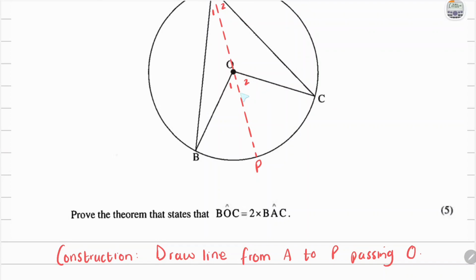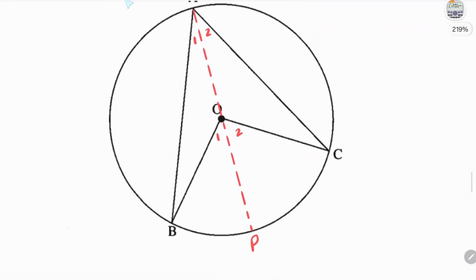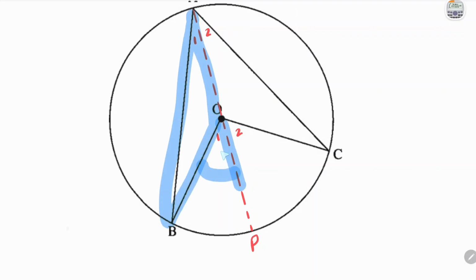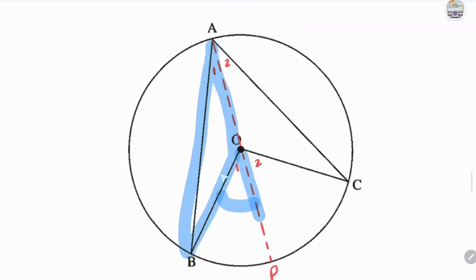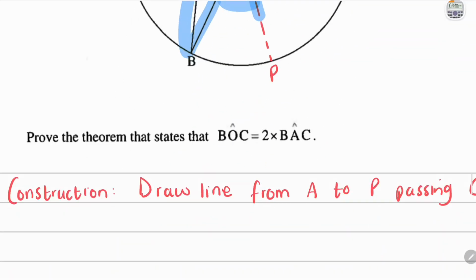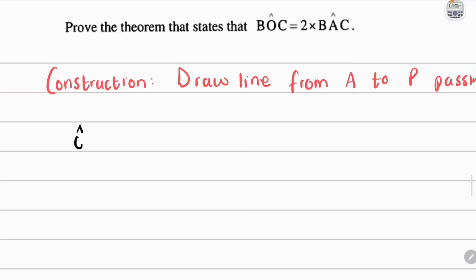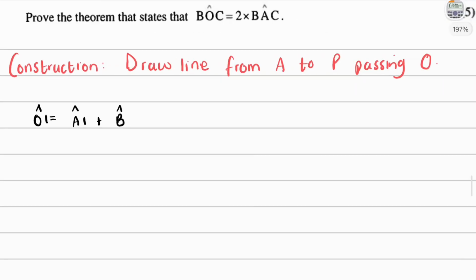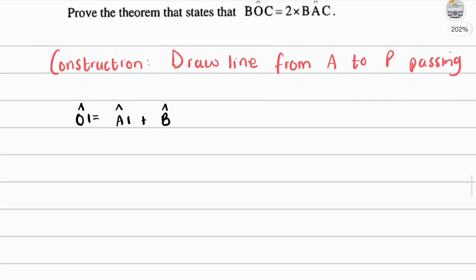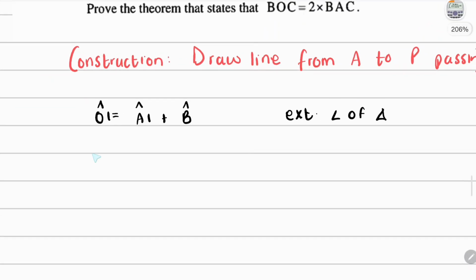So we'll go ahead and tell them that angle O1, because it is the exterior angle of this triangle, is equal to the sum of the two opposite interior angles, which would be angle A1 plus angle B. So let's tell them that angle O1 is equal to angle A1 plus angle B. And this is because the exterior angle of a triangle is equal to the sum of the two opposite interior angles. So we can just say exterior angle of a triangle.